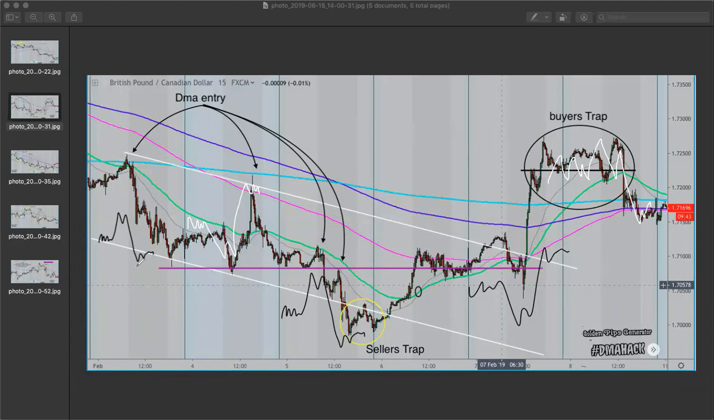Okay, here is the overall trend. The way they want to create this is that, see, consolidation, trap, come up, and then trap, come down. That's how a trend is being created, guys. That's how a trend is being created.